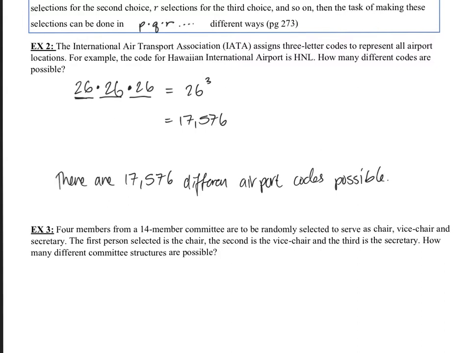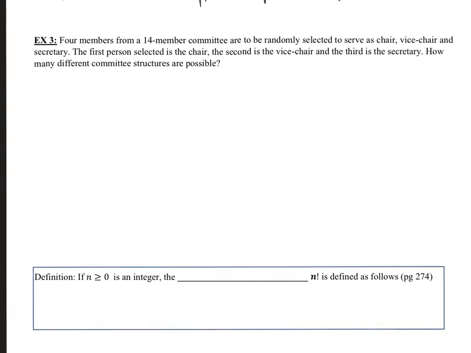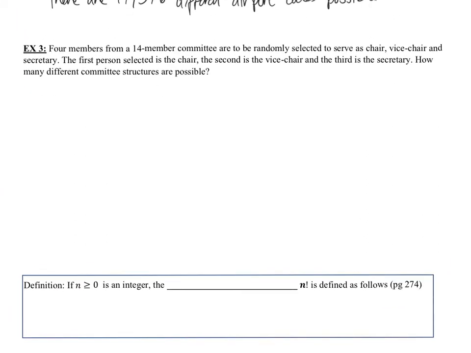Okay, neat. Now example 3. 4 members from a 14-member committee are to be randomly selected to serve as chair, vice chair, and secretary. The first person selected is the chair, the second person is the vice chair, and the third is the secretary. How many different committee structures are possible? Alright, so this one's going to be slightly different than the example above, and we'll see why in a second.